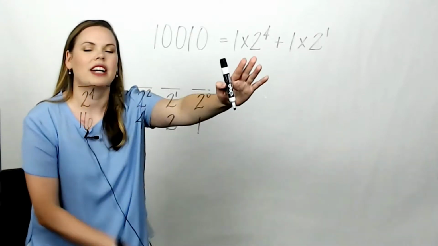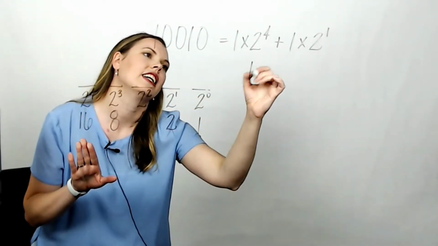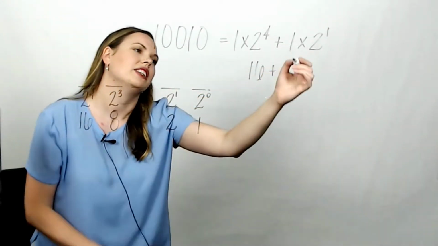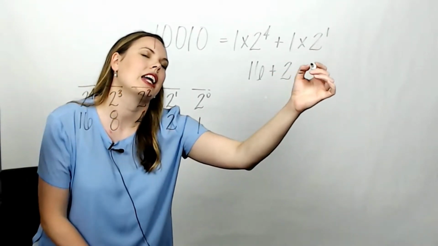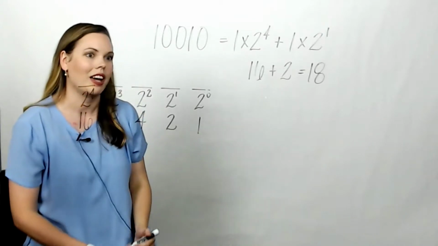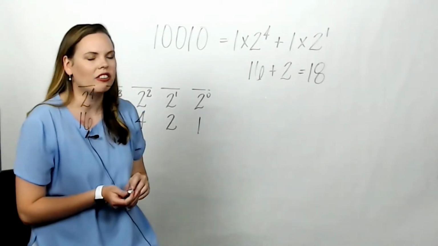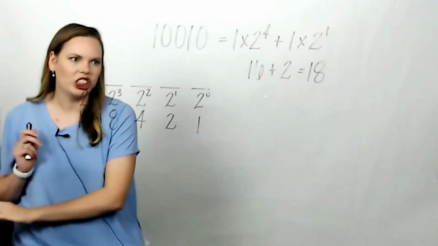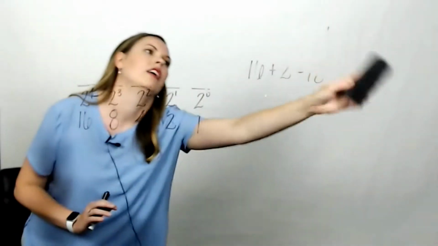Okay, so 1 times 2 to the 4th is 16. 1 times 2 is 2. This binary numeral represents the quantity of 18. Okay, let's go in reverse now. I think that the reverse, like I said, is a little bit more challenging. I'm going to leave this up.